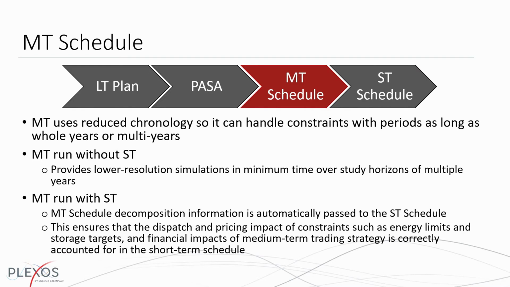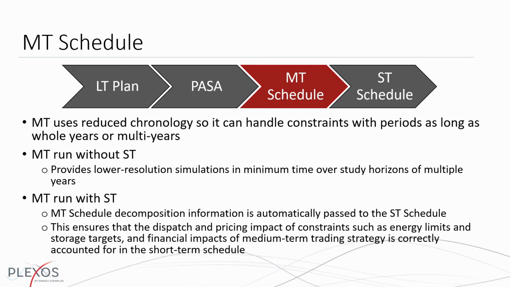The MT schedule is the third simulation phase. It runs after the LT plan and PASA, but before the ST schedule. The MT uses a reduced chronology, so it can handle constraints with periods as long as a whole year or multi-years. A user could run the MT schedule with or without the ST following it.